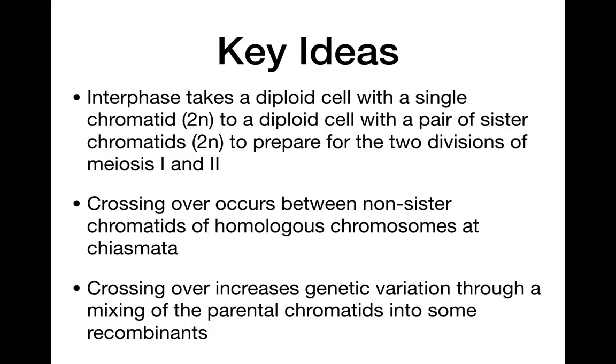Okay, here are our key ideas in the first part of the lesson. Interphase takes a diploid cell with a single chromatid to a diploid cell with a pair of sister chromatids to prepare for the 2 divisions of meiosis 1 and meiosis 2. Crossing over occurs between non-sister chromatids of homologous chromosomes at chiasmata, and crossing over increases genetic variation through a mixing of the parental chromatids into some recombinants.